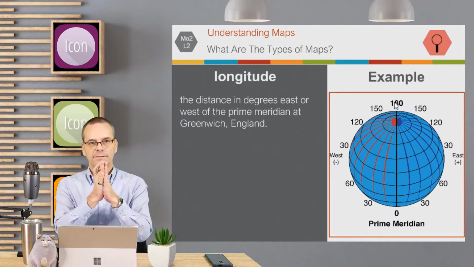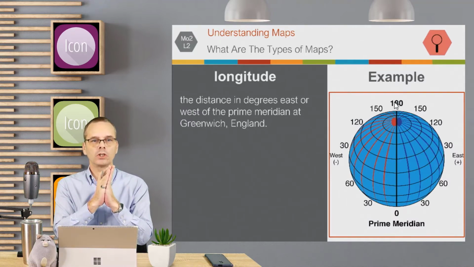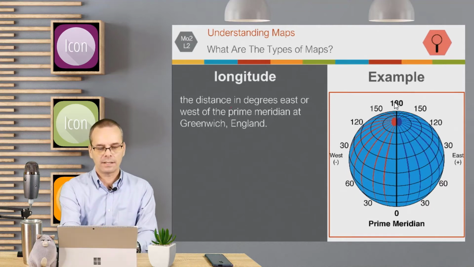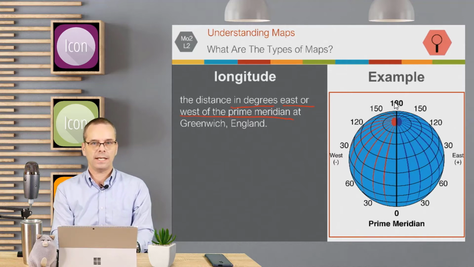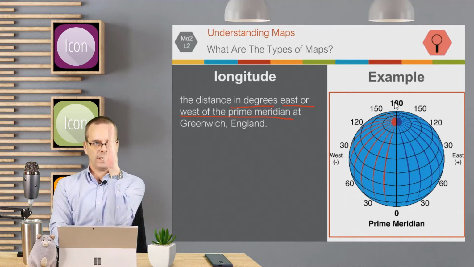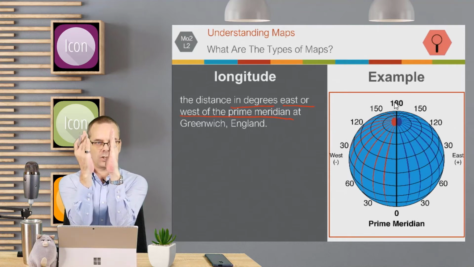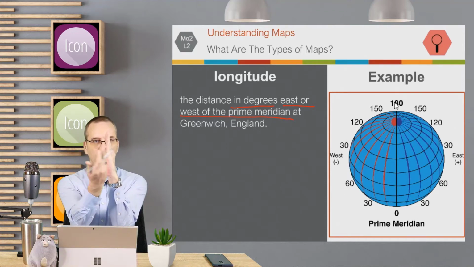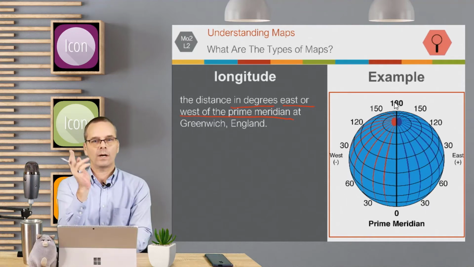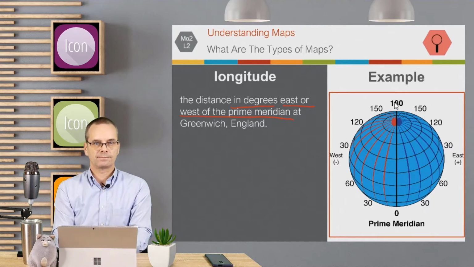You also have what's called longitude. Longitude is a distance in degrees east or west of the prime meridian, which is in England. So you have the prime meridian, and then you have other longitude that separates the Earth in degrees going around it from east to west.